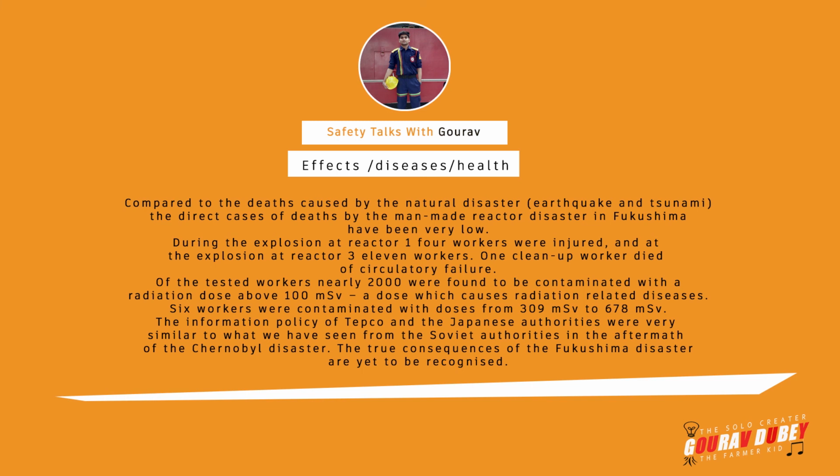6 workers were contaminated with doses from 309 mSv to 678 mSv. The information policy of TEPCO and the Japanese authorities was very similar to what we have seen from the Soviet authorities in the aftermath of the Chernobyl disaster. The true consequences of the Fukushima disaster are yet to be recognized.